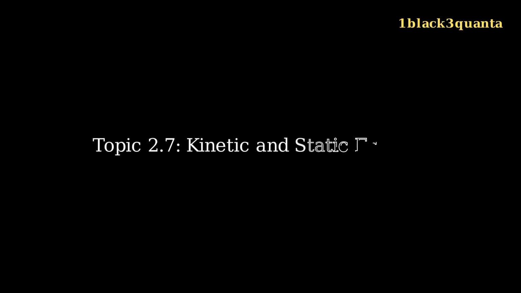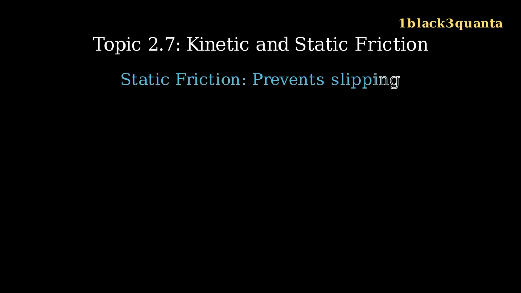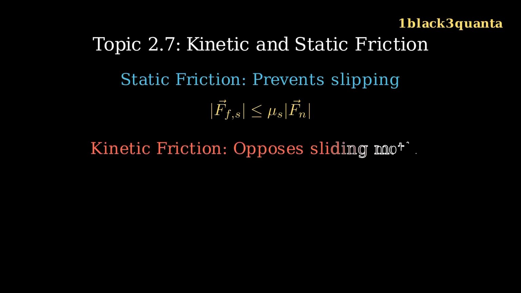Topic 2.7 covers kinetic and static friction. Static friction occurs between contacting surfaces that are not moving relative to each other. It adopts the exact value and direction required to prevent slipping, up to a maximum limit. When the applied force exceeds this maximum static limit, slipping and sliding occur. Kinetic friction then takes over.